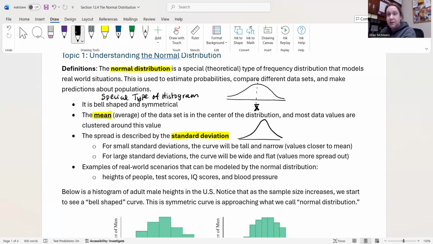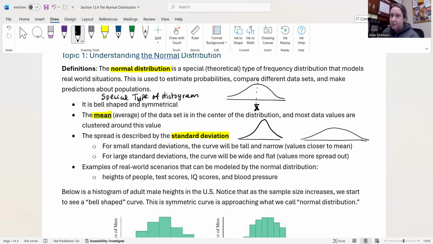That small standard deviation is going to say a bunch of those data items are really, really close to the mean. Okay. Now, for a larger standard deviation, the shape of your curve is still going to be this bell curve, but it's going to be wide and flat. All right. So the standard deviation is going to dictate the shape of this normal distribution.